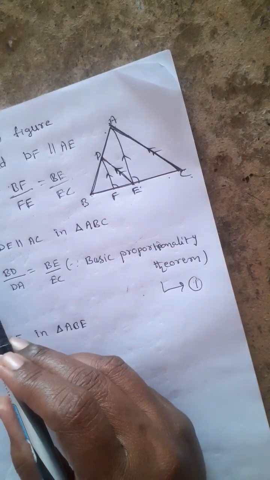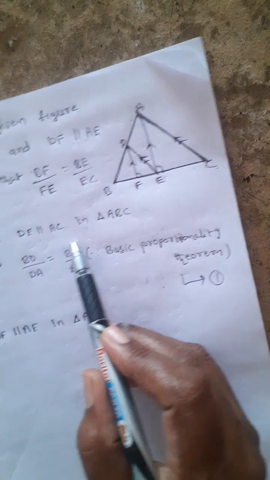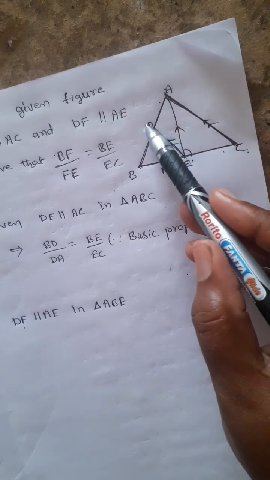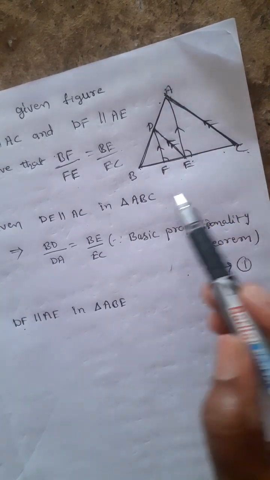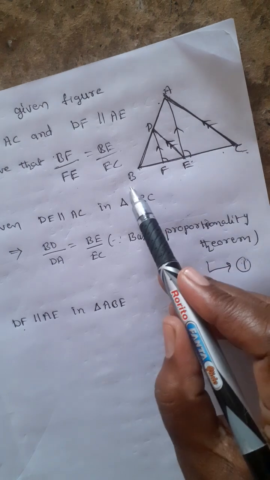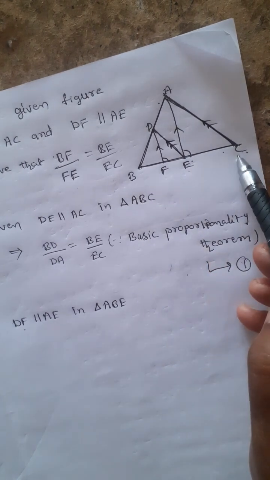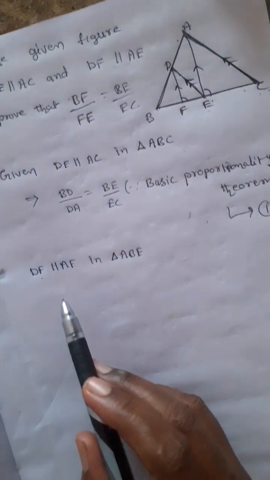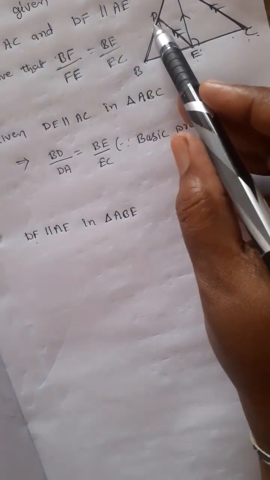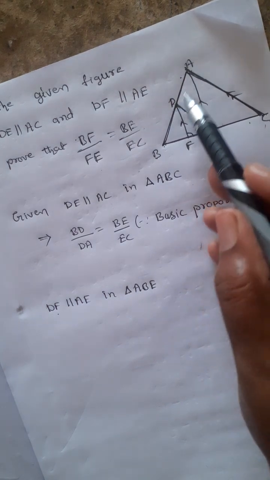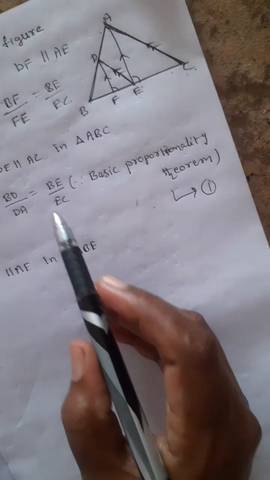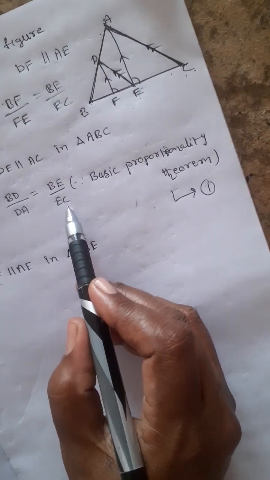Already we know from the BPT theorem, given DE parallel to AC in triangle ABC, so these ratios are equal: BE by EC is equal to BD by DA. So BD by DA is equal to BE by EC.